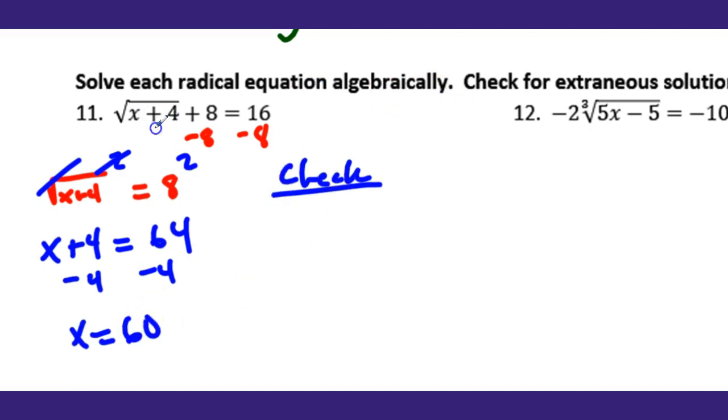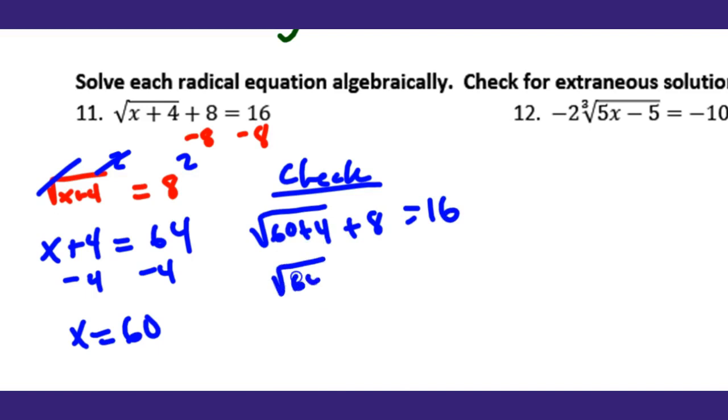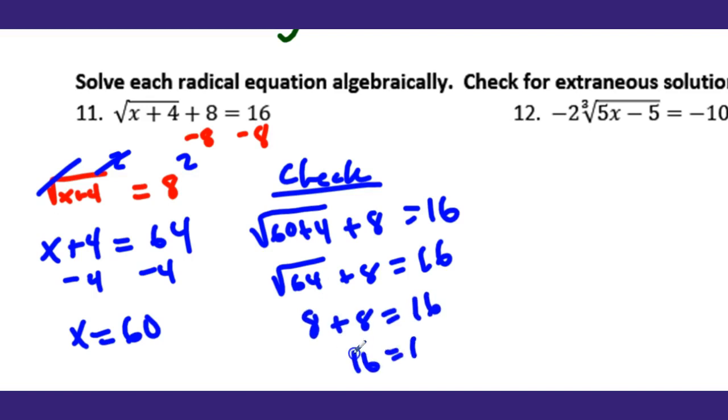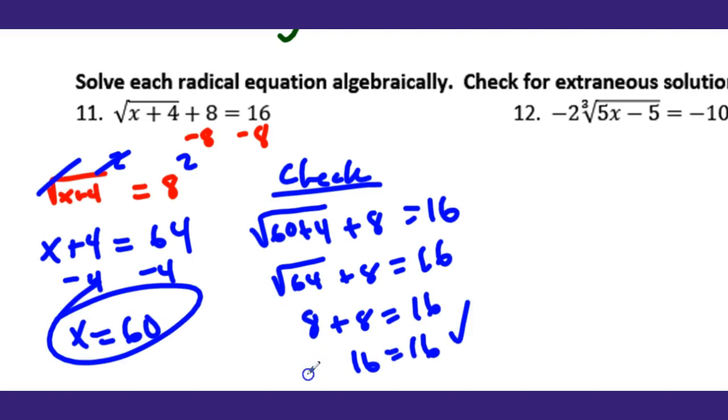Now, I want to check for extraneous solutions, so I just check it real quick. I take 60 and plug it back into this equation. So we end up with the square root of 60 plus 4, plus 8, equals 16. Now let's check and see if that's true. 60 plus 4 is 64, and the square root of 64 is 8. And sure enough, 8 plus 8 is 16, which equals 16. That checks out. So the solution right here holds true, x equals 60.